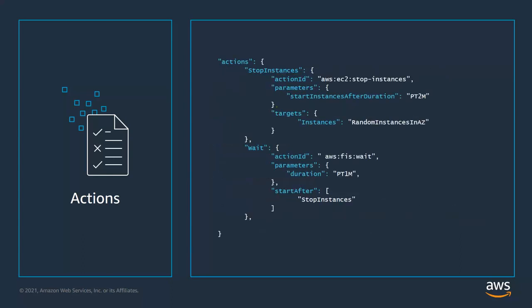And this is just a basic JSON representation of an action. We have two different actions defined. We'll look at these again later on. Stop instances and wait action. And wait in this case is ordered to execute after a stop instances. So this is a sequential experimentation execution.